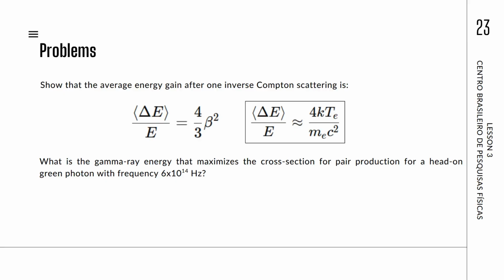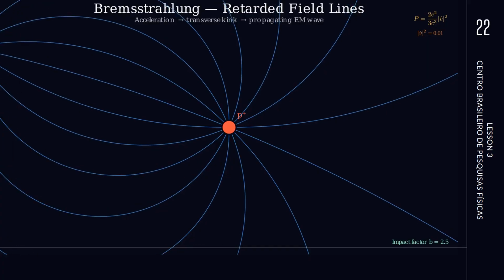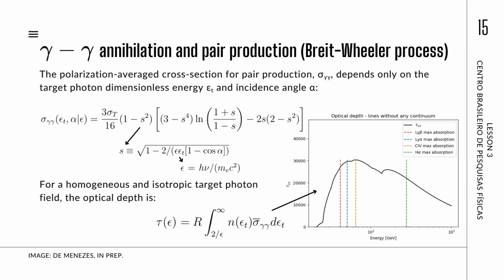What is the gamma ray energy that maximizes the cross section for pair production, the gamma-gamma interaction, for a green photon with this frequency here, 6 times 10 to the 14. What I mean is that in this formula here, the green photon will enter here, epsilon t. I want you to find the value of epsilon that maximizes this area, this cross section here. If you play with it, you see that there is an optimal energy for the gamma ray for this interaction to happen. Okay, and that's it for today.